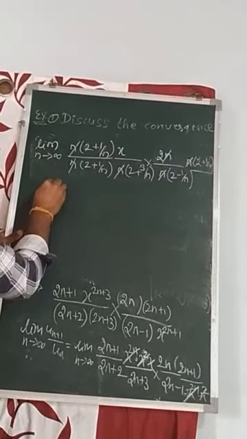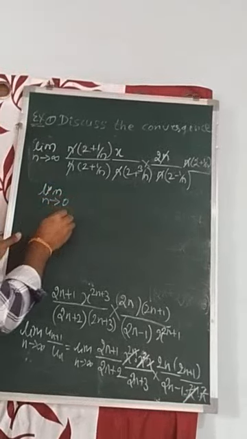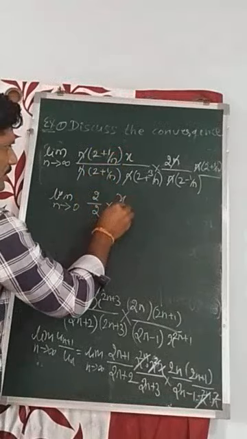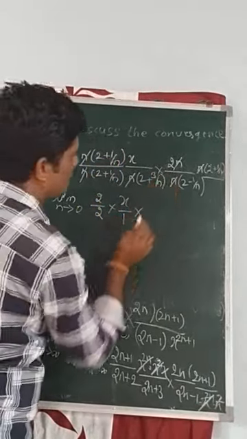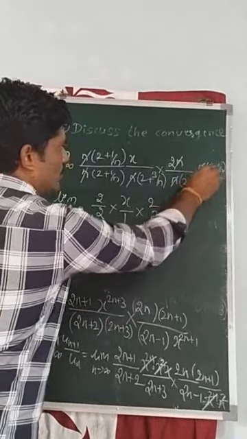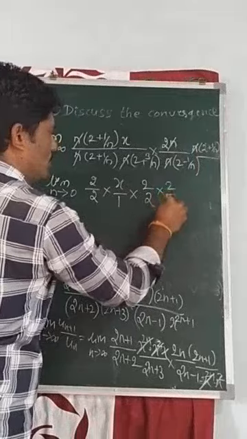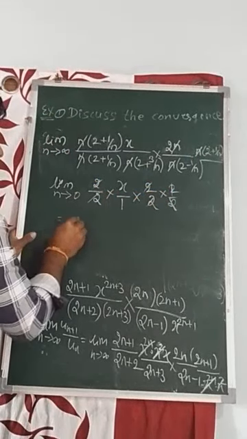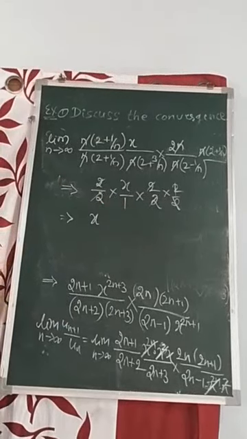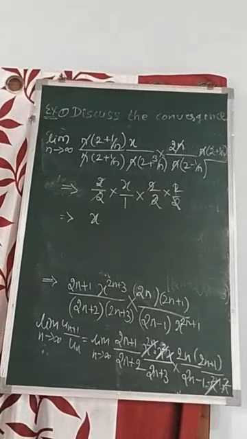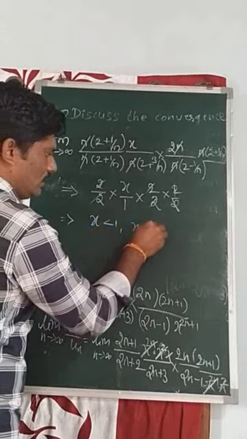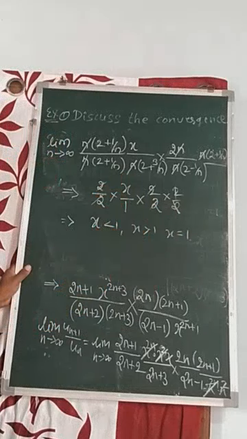Next, applying the limit n tends to infinity, these terms become infinite or equal to 0. 2 divided by 2, first term into x divided by 1, here also 2 divided by 2 is remaining, these cancel. This is equal to x. X is not a finite quantity, so we assume three conditions: x is less than 1, x is greater than 1, and x equal to 1.